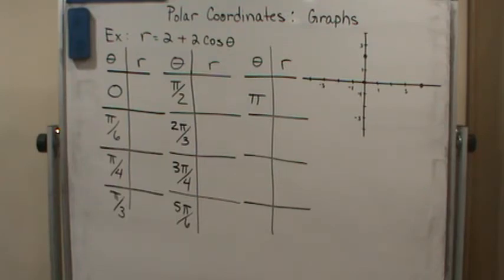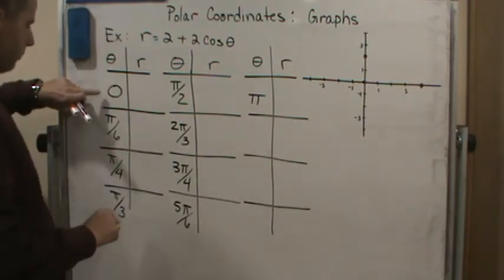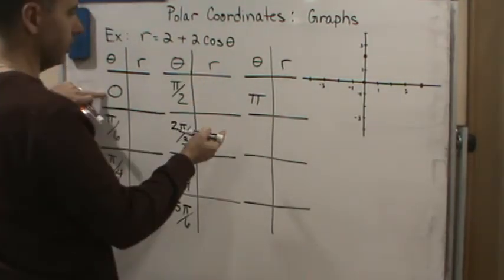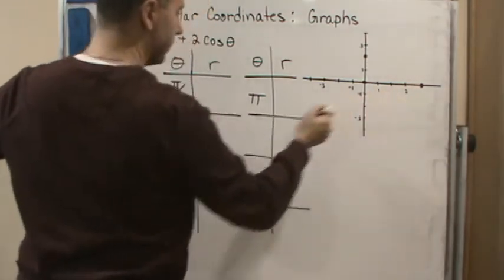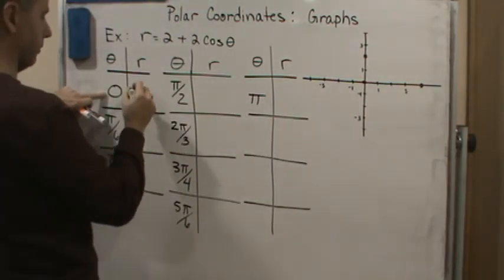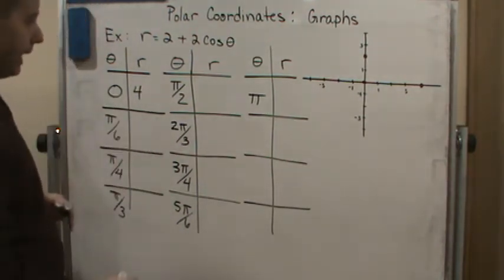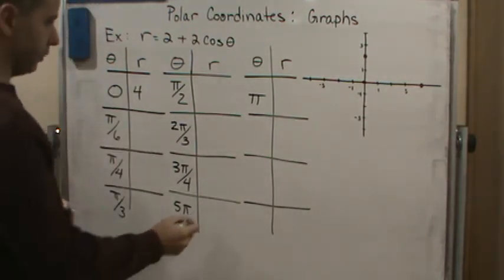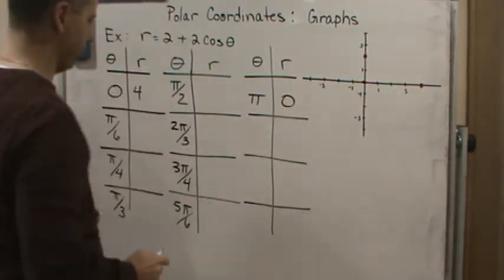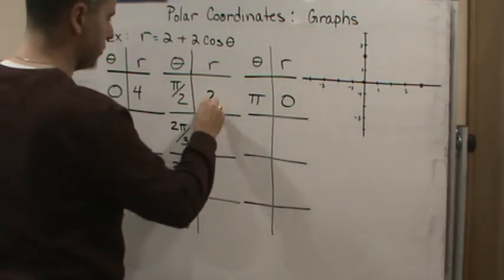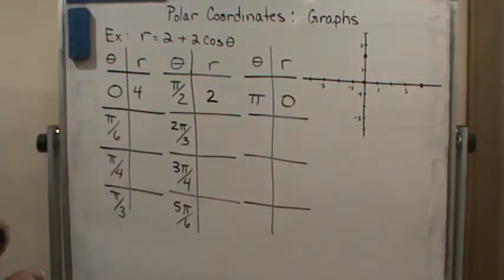Okay. So again, 0, right? We already got 0, so that's going to give us 4. And then we've got at pi is 0, right? So pi is 0. And then pi over 2 is 2. Okay, that worked out really nice.